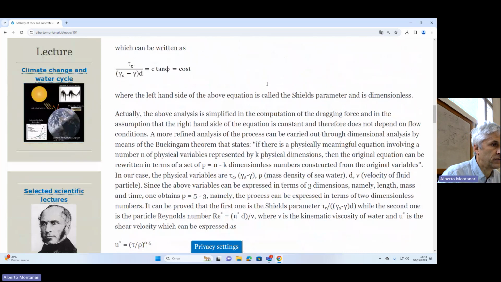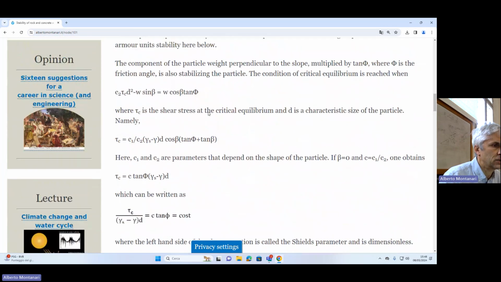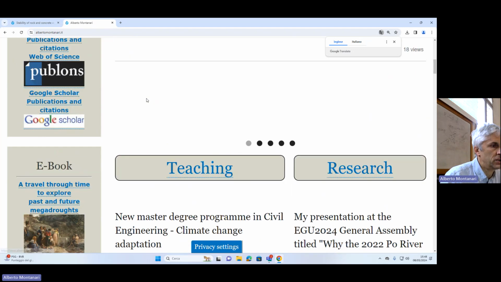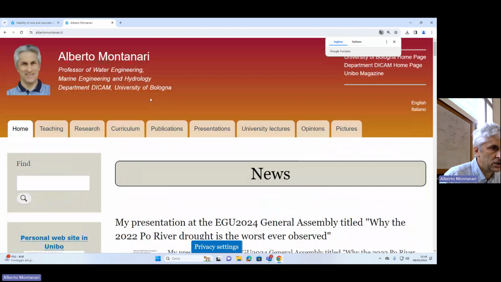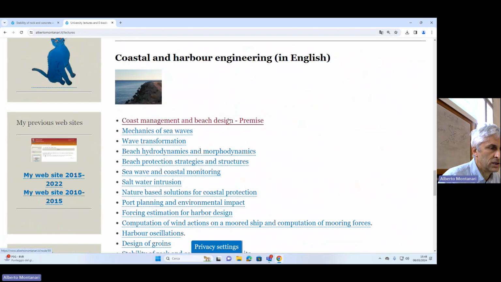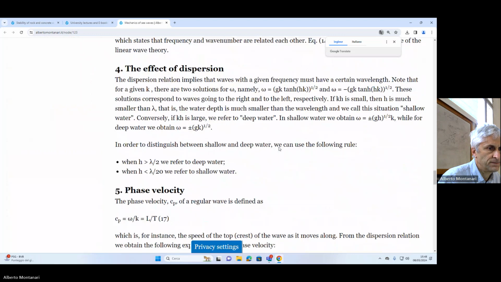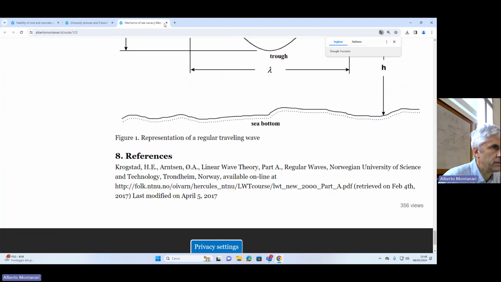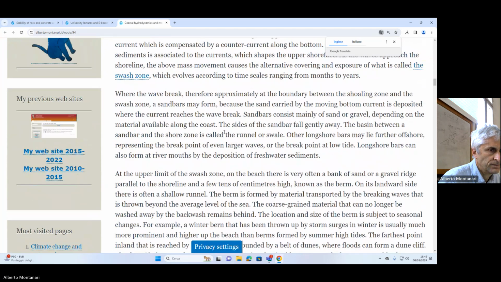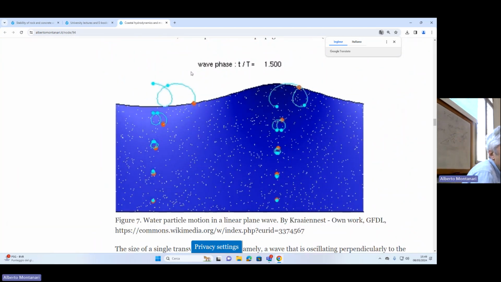Let me just show you one thing. I'm sure that you don't need this, but let me show you an animation which explains what orbital velocity is. It's teaching, university lectures, coastal engineering, coastal and harbor, mechanics of sea waves. And here there must be a figure. It's not here, sorry. Beach hydrodynamics, maybe here. Here it is. This is the orbital velocity of the fluid particles.